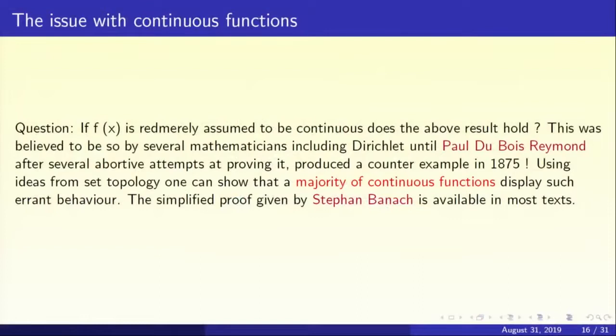For a long time, people tried to work with only continuous functions. They tried to prove the convergence of Fourier series for continuous functions. Even Dirichlet tried to do this. Paul Dubois-Reymond, after several failed attempts at trying to prove this, finally produced a counterexample in 1875. The result is not true. If you take a continuous function, the Fourier series of the continuous function may not converge.